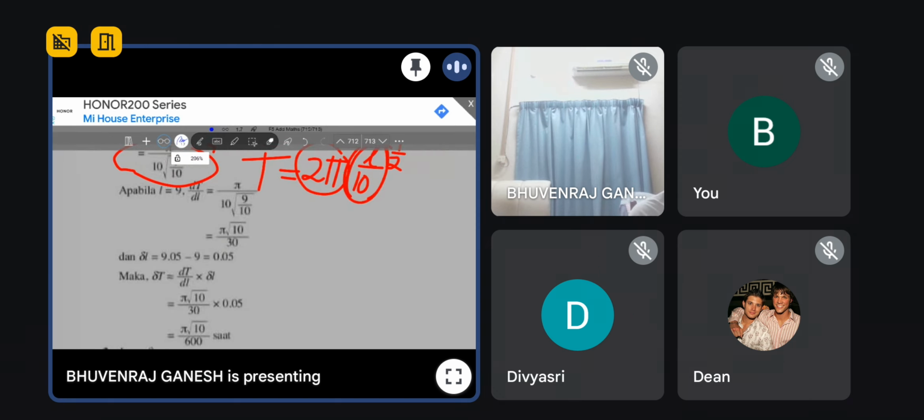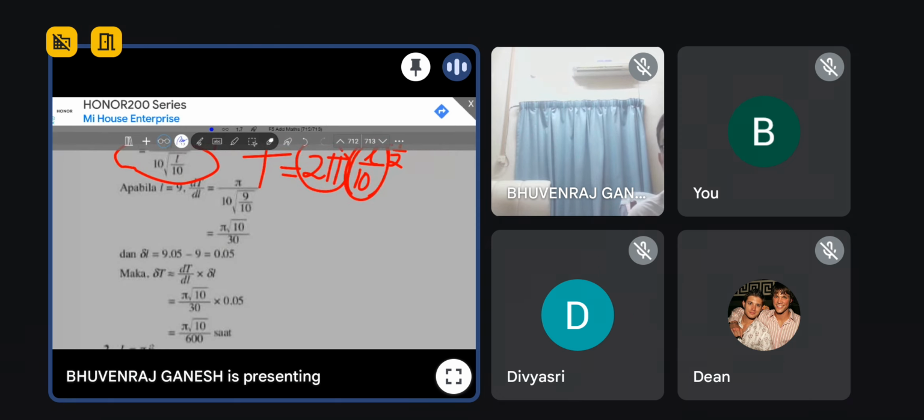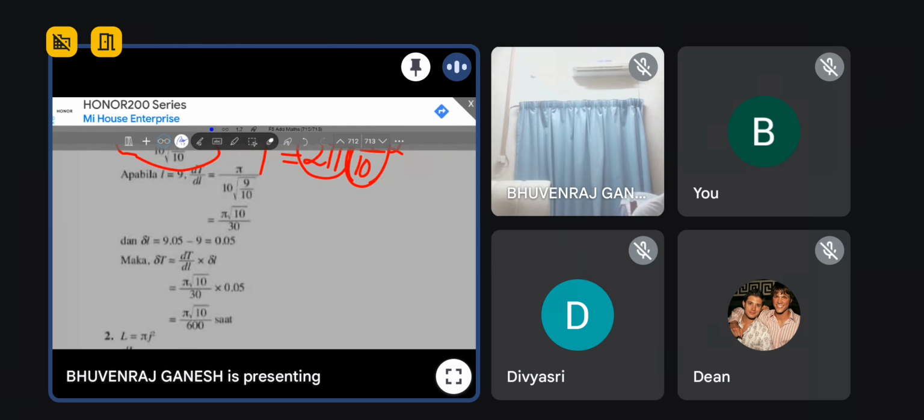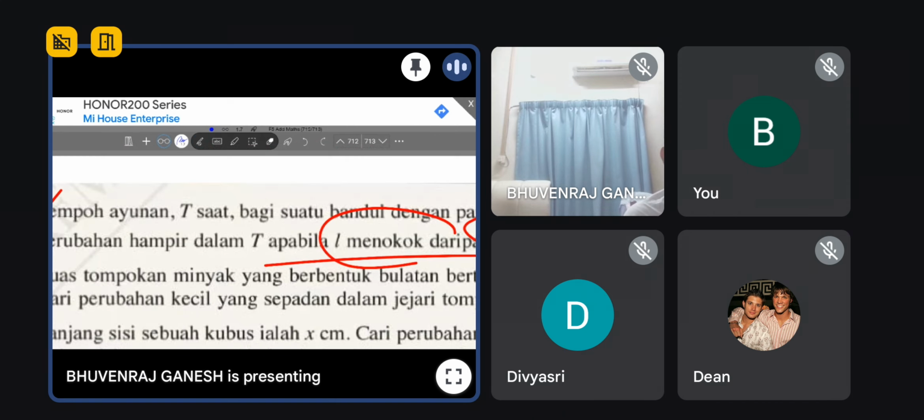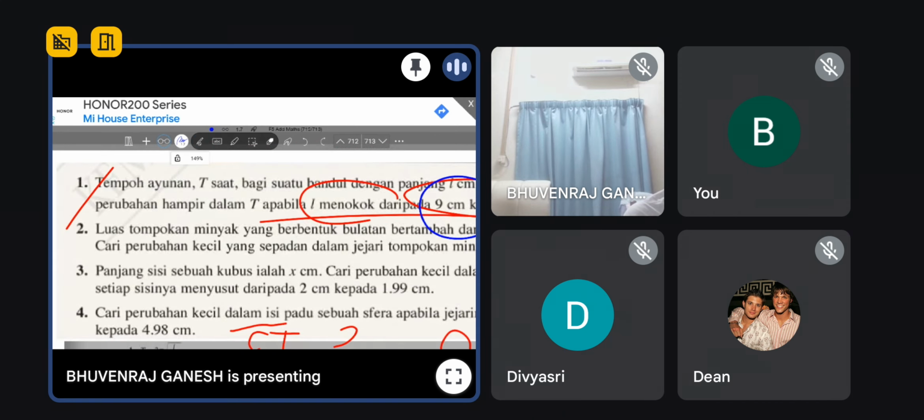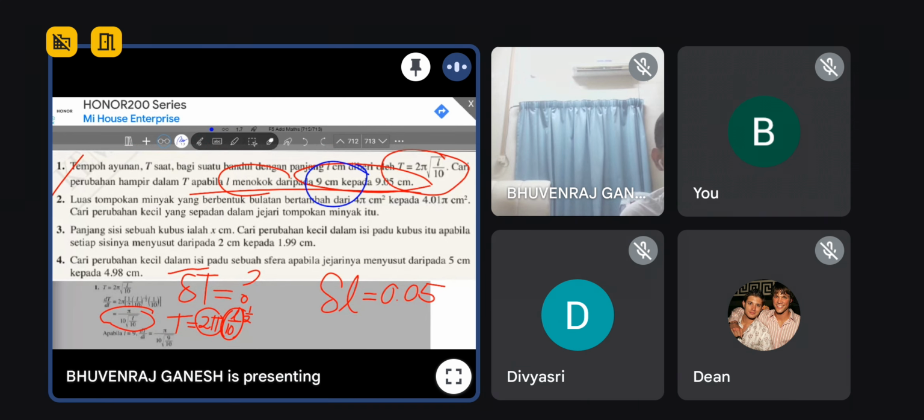You have your delta L. So you can find out your delta T already by using the formula. Make sure you have your units second after you simplify. Okay, guys, do you understand question 1? I think the others is no problem. It's very easy. So you just take note.